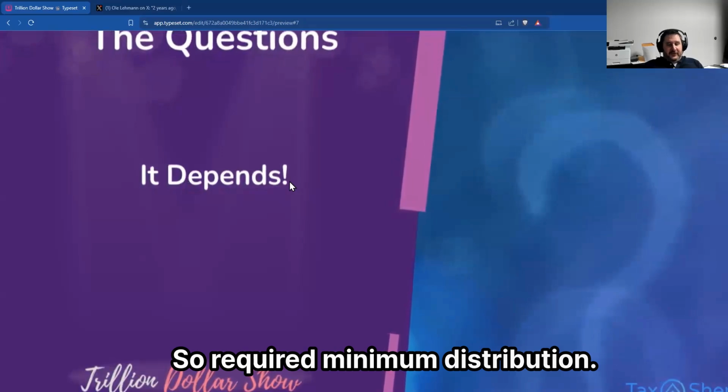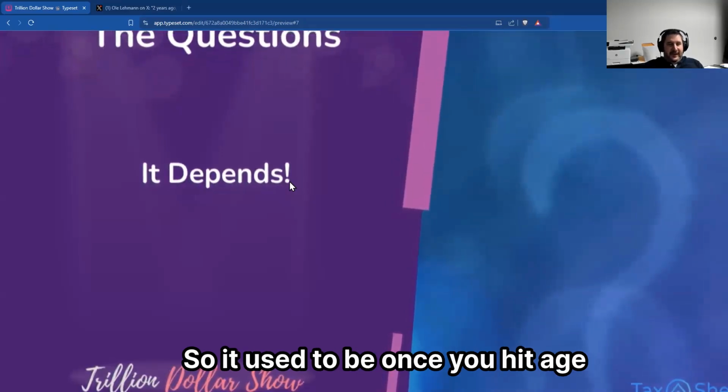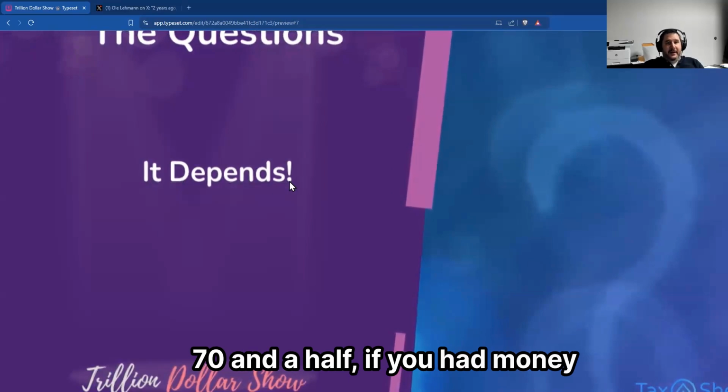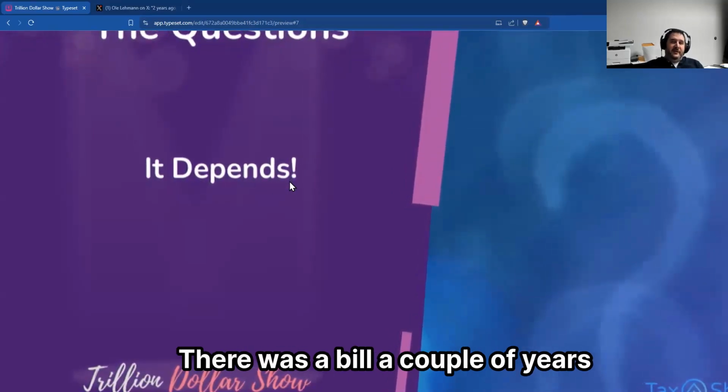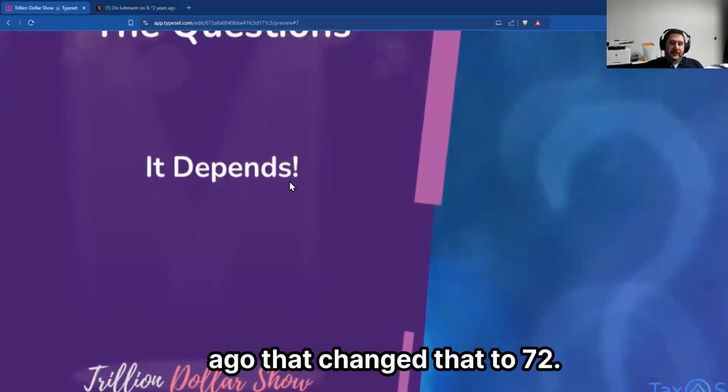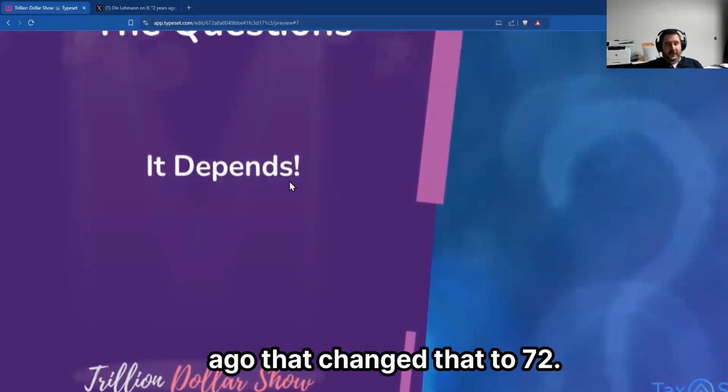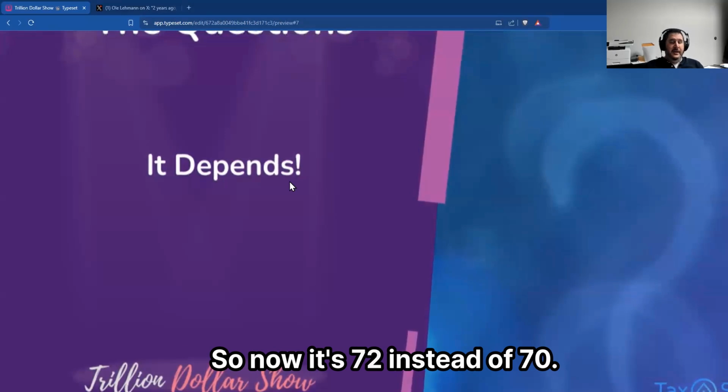So, required minimum distribution. It used to be once you hit age 70 and a half, if you had money in the IRA or 401k or whatever, you had to start taking money. There was a bill a couple of years ago that changed that to 72. So now it's 72 instead of 70.